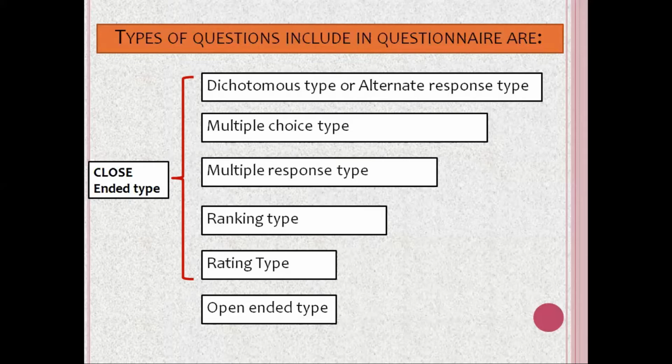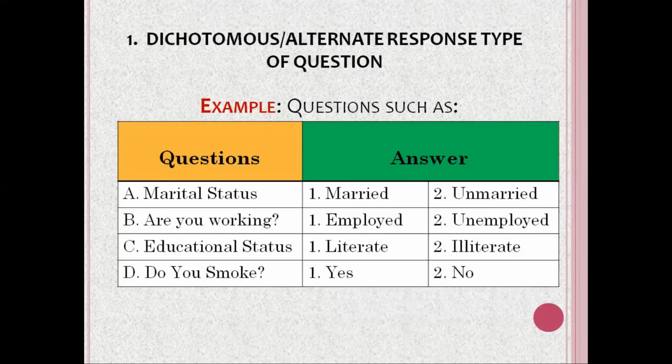I am sure you all already understand most of them by the name itself, but still I will use simple, common, general examples just to give you an idea about what types of questions fall under a questionnaire. First, let's see what is a dichotomous or alternative response type of question. When you have only two options for every question that you ask, then it is referred to as a dichotomous or an alternative response type of question.